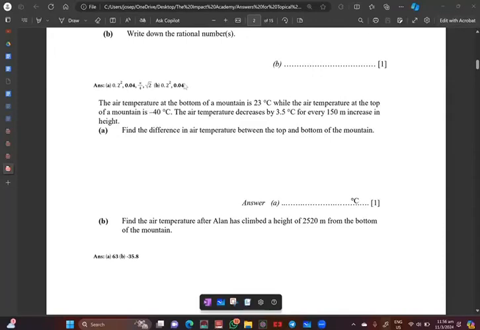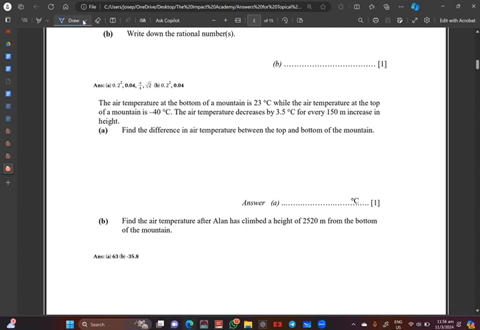In question number 2, it says that the air temperature at the bottom of a mountain is 23 degrees. So we are going to draw a mountain, and we say that the temperature here at the bottom of the mountain is 23 degrees. Agree so far? This is like the temperature right now in Singapore, or maybe Singapore is a little hotter, in fact. I say 23 degrees, but way hotter.